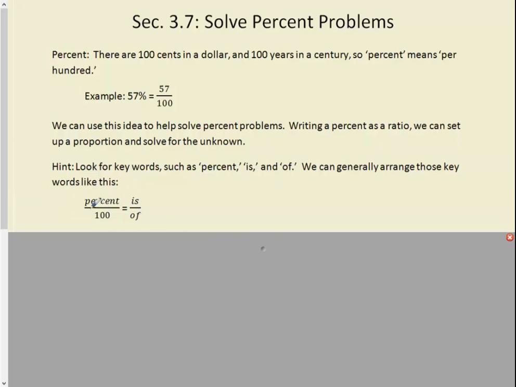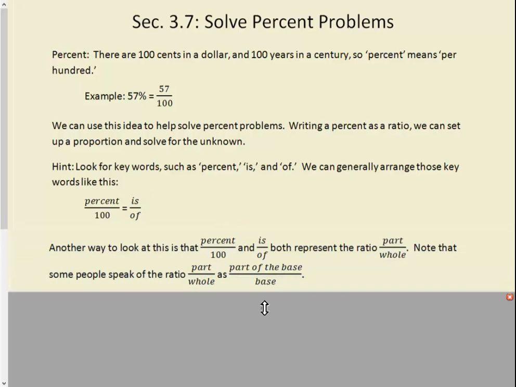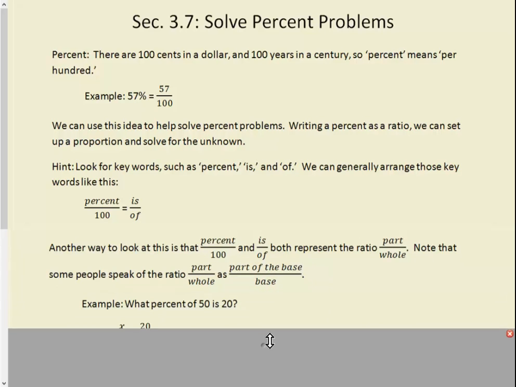The percent, as usual, will go over 100, and that will be equal to another ratio. The of part we can call the base of that ratio. The is part is the part of the base. You'll see examples in a moment here. Another way to look at that is part to whole. Percent to 100, is to of, we can think of as part to whole, even though the part can actually be bigger than the whole sometimes, and we'll see examples of that as well. And then, as I mentioned, we can also talk about part of the base over the base.